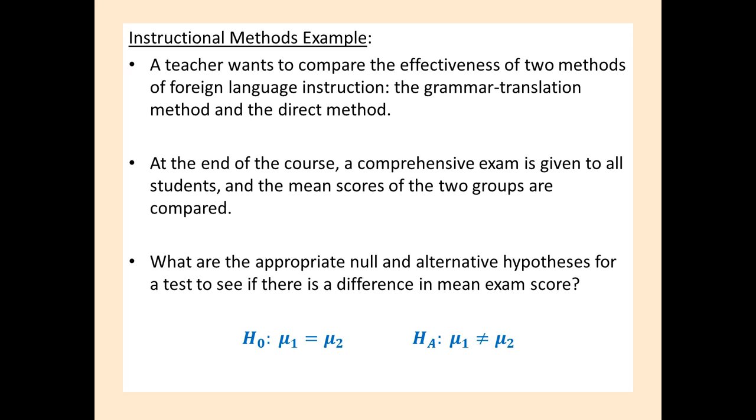If there's a specified direction, then you'd use that. But when there isn't one, if it just says we're looking for a difference in general, you've got to cover both directions that a difference could happen in. So you get the not equal to there, and it's a difference of means. So one population mean is not equal to the other.